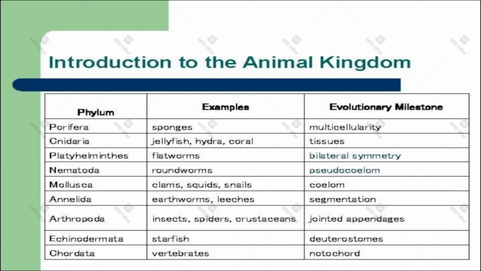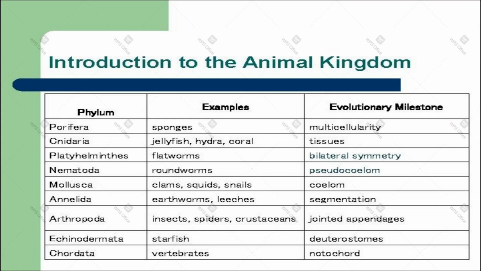Of the major phyla, the important ones are given over here as Porifera, Cnidaria, Platyhelminthes, Nematoda, Mollusca, Annelida, Arthropoda, Echinodermata, and Chordata. Now under the Porifera, sponges are a great example. Under Cnidaria, it's the jellyfish, hydra, coral. Under the Platyhelminthes, it's the flatworms. Under Nematoda, the roundworms. Under Mollusca, the squids and snails.